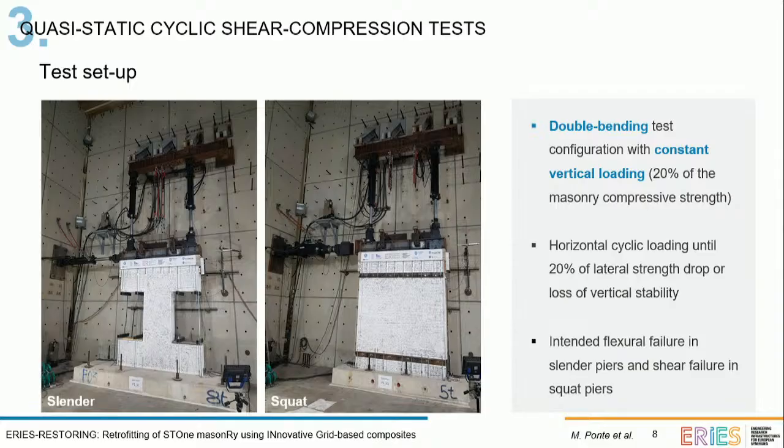Then the horizontal cyclic loading was applied until a 20% lateral strength drop, or when the specimen lost vertical stability. These two geometry configurations were considered to study the flexural failure with the slender piers, and for the squat piers we intended to study the shear failure.